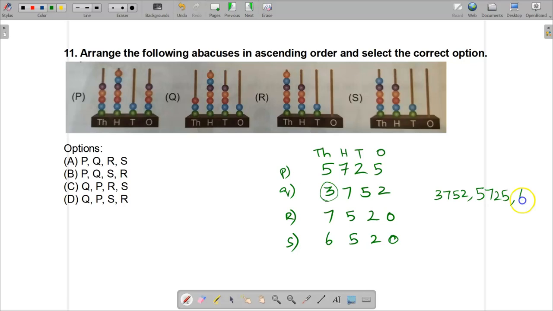After 5 comes 6, so the next number is 6520, and after 6 the biggest number is 7, which is 7520. So what are the options we have? 3 means Q, 5 means P, 6 means S and 7 means R. So this is the ascending order: Q, P, S, R. D option is correct for the 11th question.